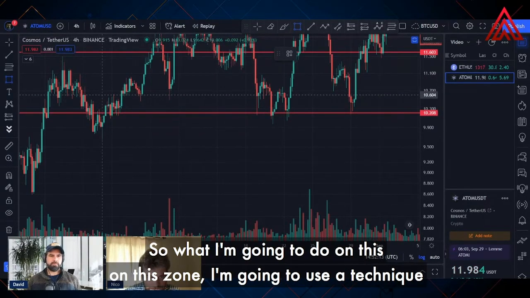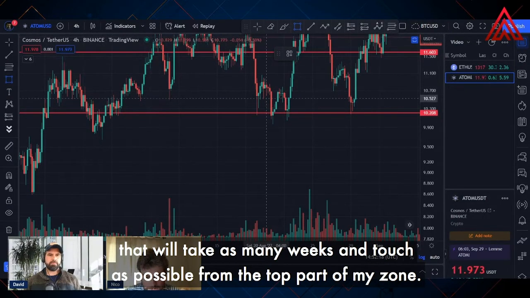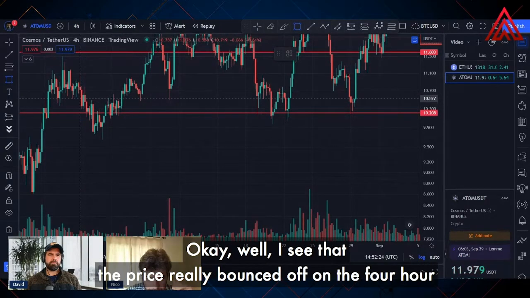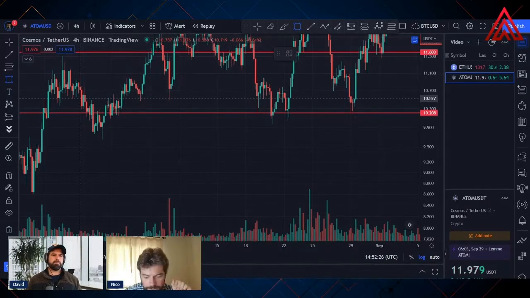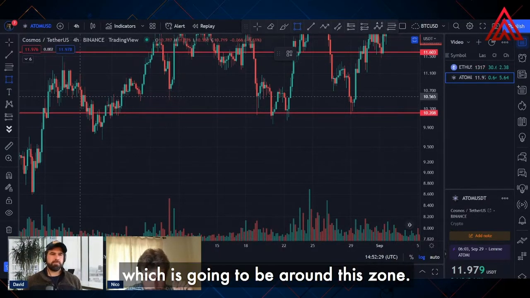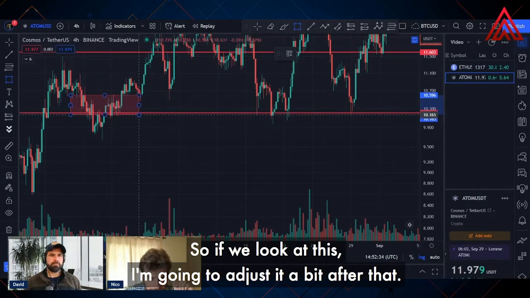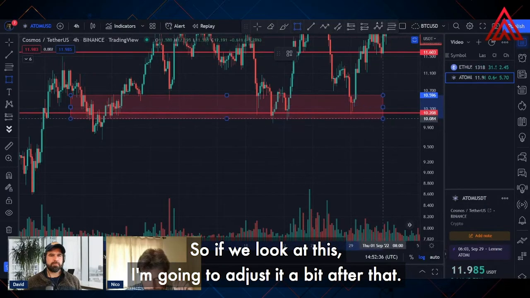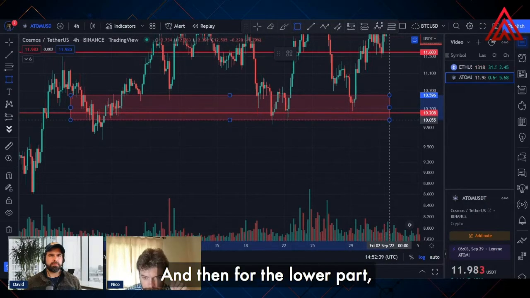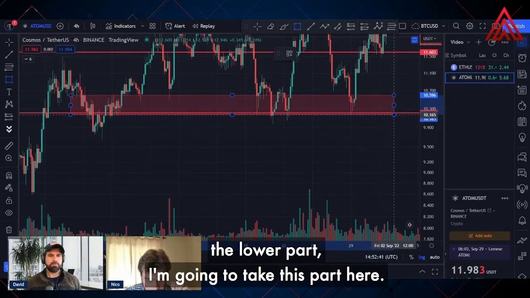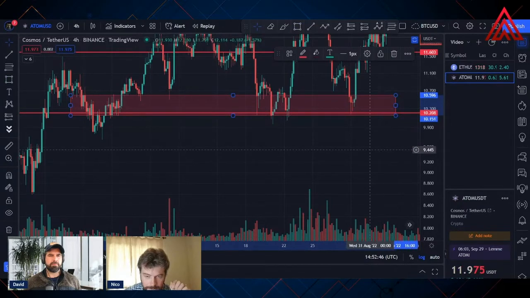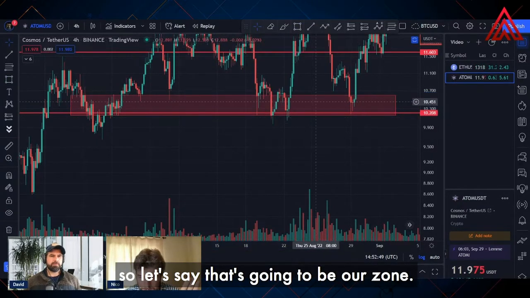So what I'm going to do on this zone, I'm going to use a technique that will take as many wicks and touches as possible from the top part of my zone, okay, where I see that the price really bounced off on a 4 hour, okay, which is going to be around this zone, and you'll see that it will coincide with that. So if we look at this, I'm going to adjust it a bit after that. And then for the lower part, I'm going to take this part here, okay. So let's say that's going to be our zone.